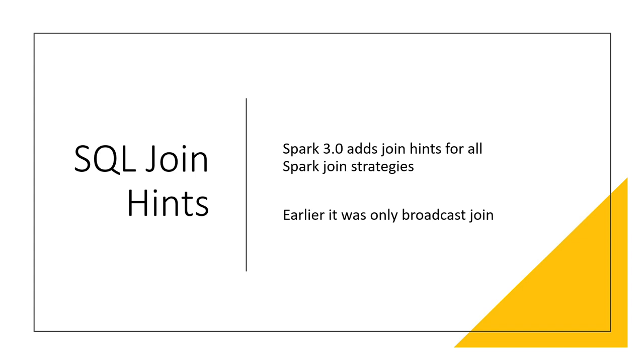Okay, the next thing is SQL join hints. In Spark 3.0, join hints have been added for all Spark join strategies. Earlier we had a hint for broadcast join. We could give a hint and set a threshold of data after which a broadcast join can be performed. Now that join hint has been introduced for all of the Spark join strategies. We can tell Spark what kind of strategy to use.